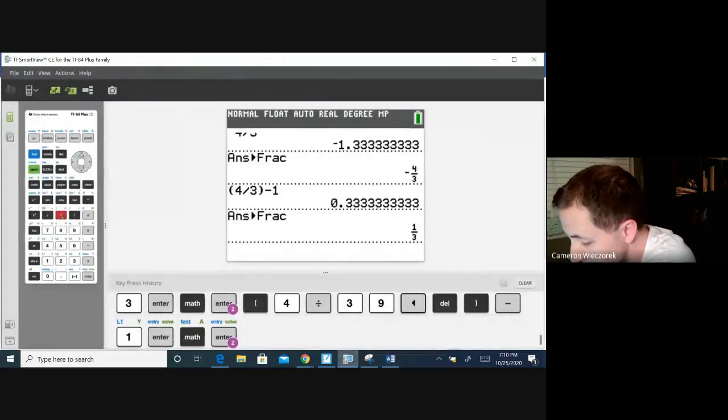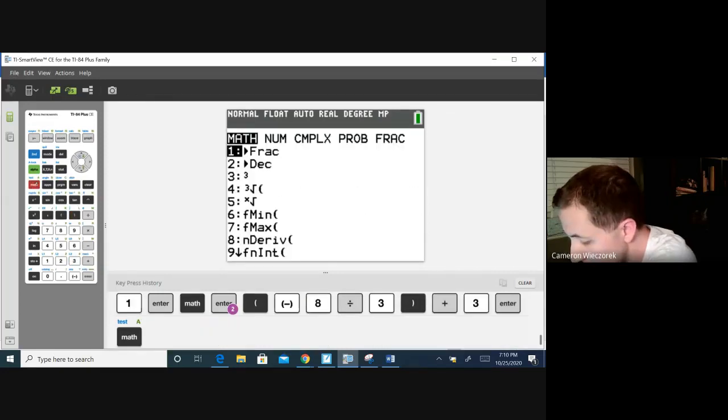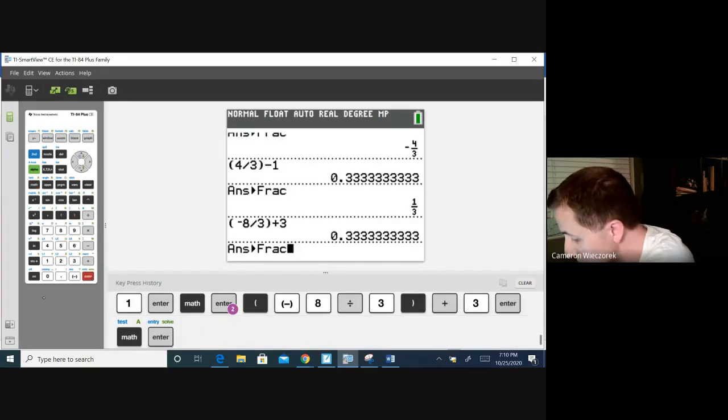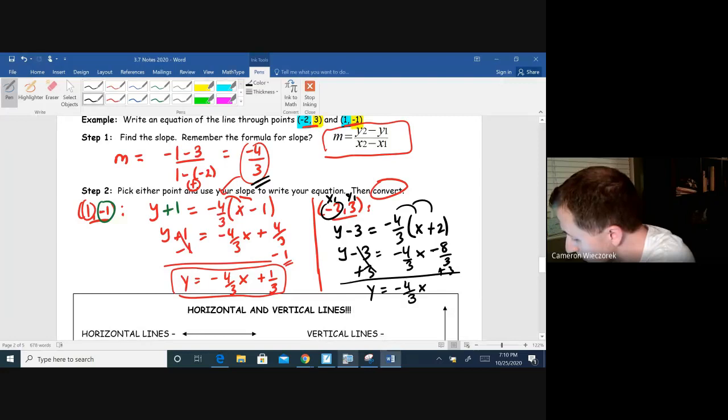Let's check. Negative 8/3 plus 3. Math. Enter, enter. Drum roll, please. 1/3. Exact same y-intercept that we got on the left. Okay.